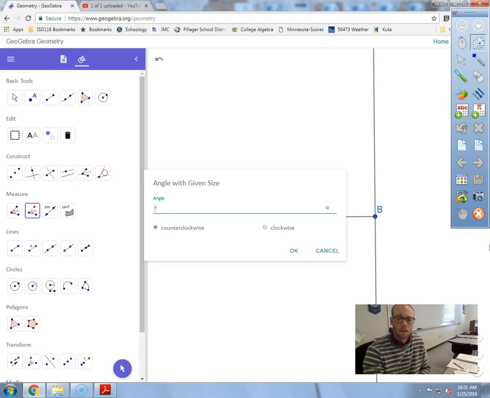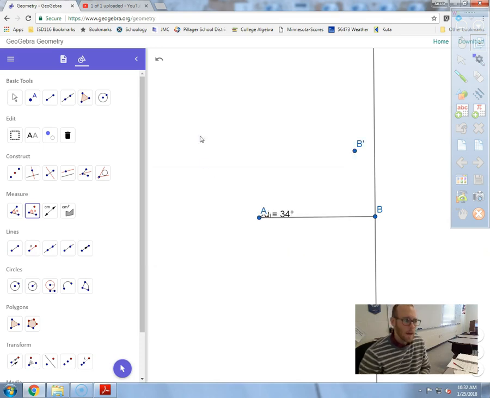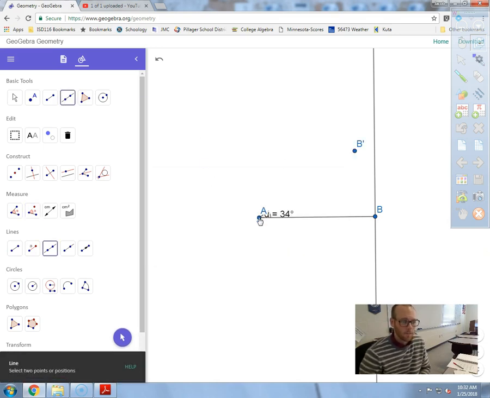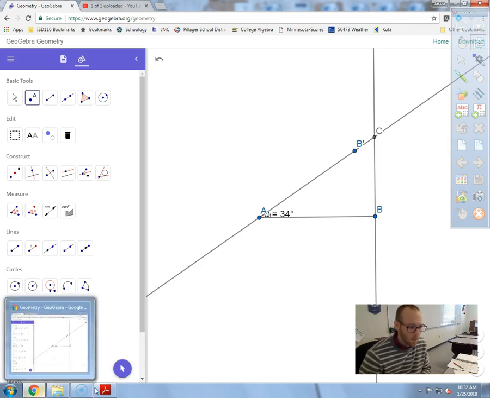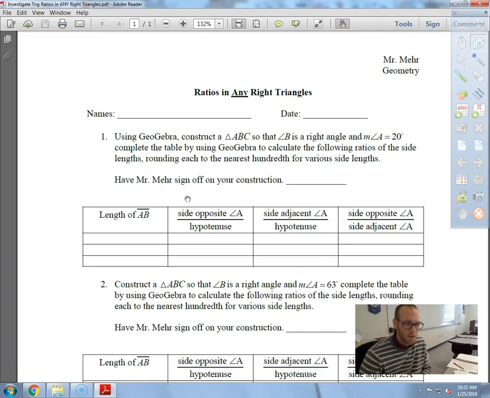Now because I want to do something different than you guys, I don't want to give it away, I'm going to pick a different angle measure. You guys are going to be 20, I'm going to go with 34. Okay. Now we should see how we can complete our triangle by using a line. And we've got a triangle right there, ABC, B is the right angle, A is 34 degrees. Remember, yours will be different. Now what I want to do is fill out this table.